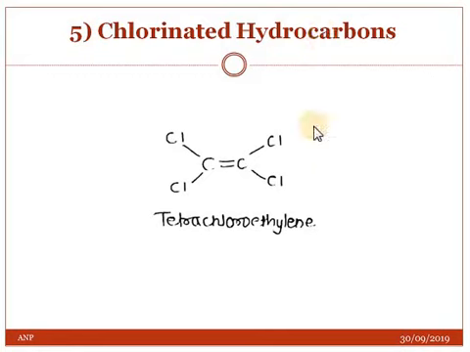Chlorinated hydrocarbons, for example, tetrachloroethylene. Tetrachloroethylene is an unsaturated chlorinated hydrocarbon. It is not used as an anthelmintic agent presently and is now of historical importance only. Presently, it is used in veterinary practice and in the treatment of fluke infections in humans.